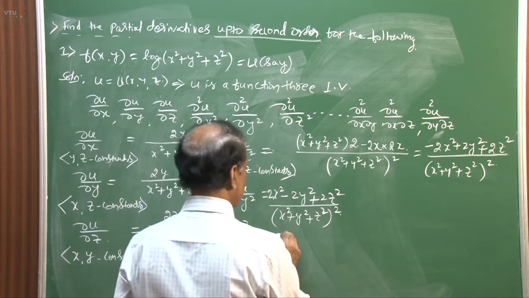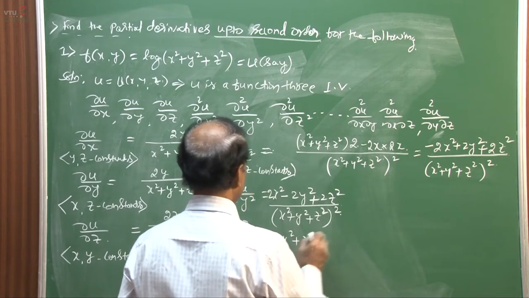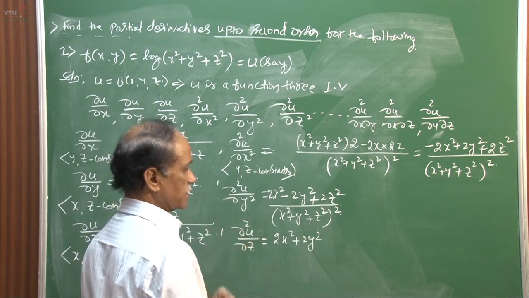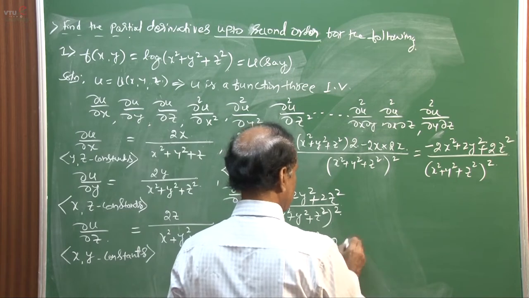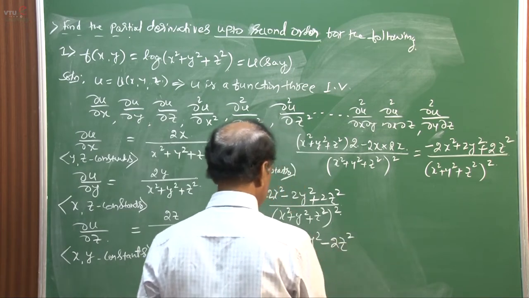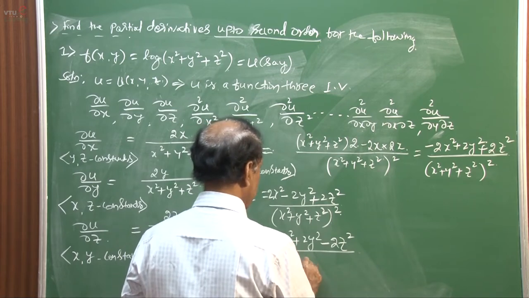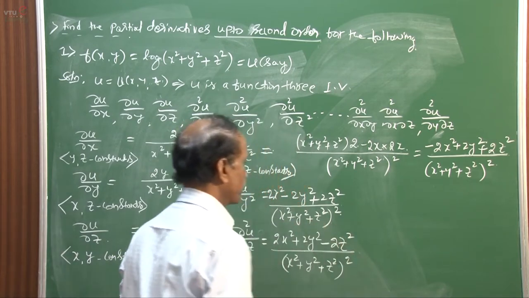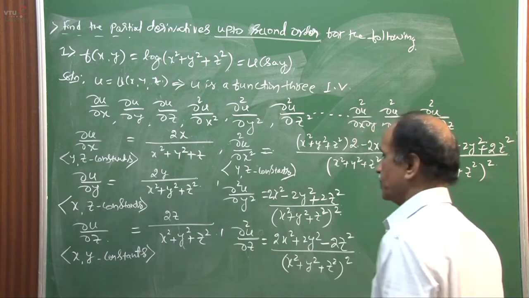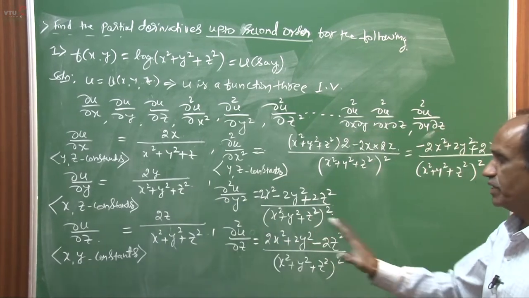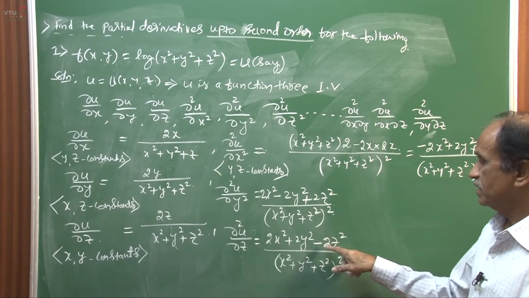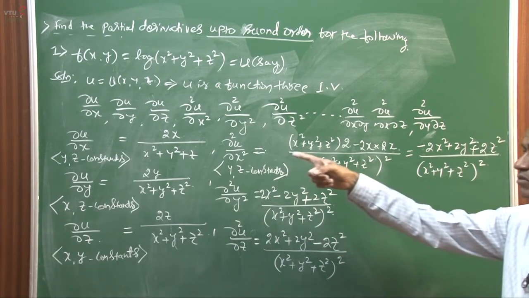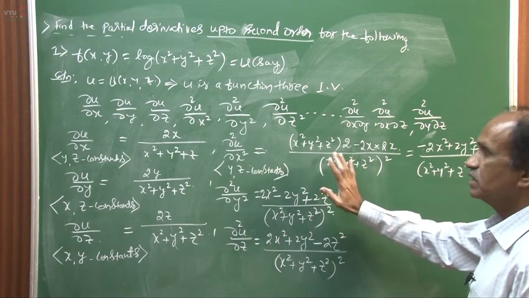This is equal to 2x square plus 2y square. Okay, here y and z are constants, here x and z are constants, here x and y are constants. You can write that. Minus 2 times z square divided by x square plus y square plus z square, whole square, okay, or del square u with respect to z. That means keeping x and y as constants, then I am able to get third term with minus 2, second term with minus 2, first term with minus 2 successively with respect to x, with respect to y, with respect to z. These are the possibilities.